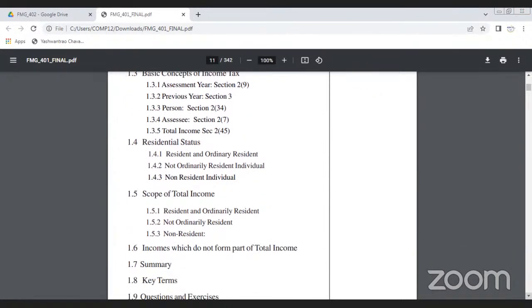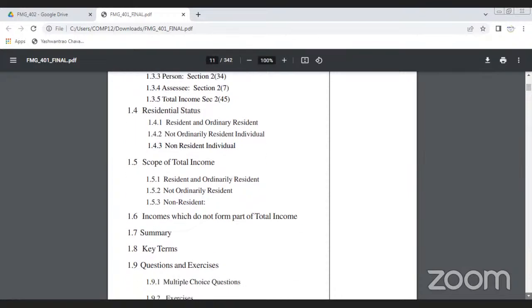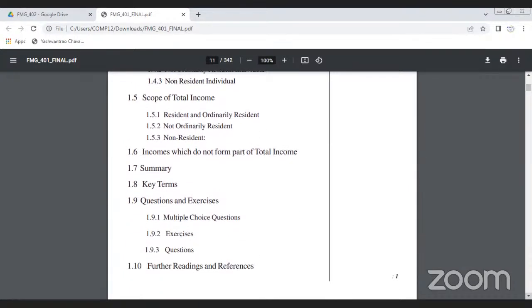After that, scope of total income. The scope of total income is residential and ordinary resident, not ordinary resident, and non-resident. So the scope also covers income which does not form part of total income. Salary.